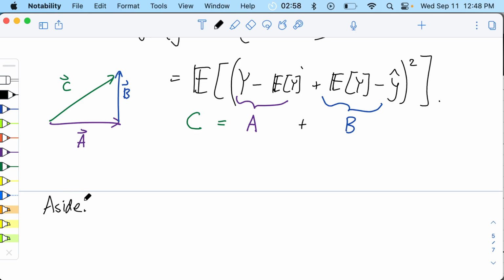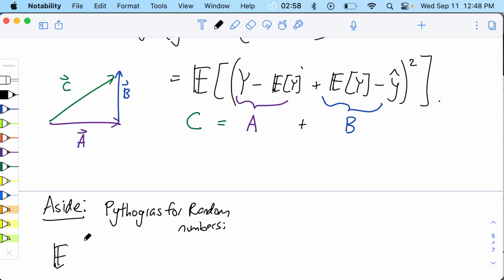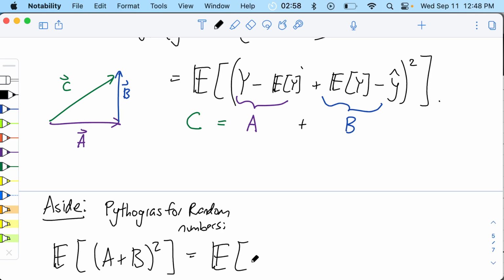Aside. This is Pythagoras for random numbers. And it says the expected value of A plus B squared is equal to the expected value of A squared plus the expected value of B squared. Or in other words, C squared equals A squared plus B squared, but with expected values.